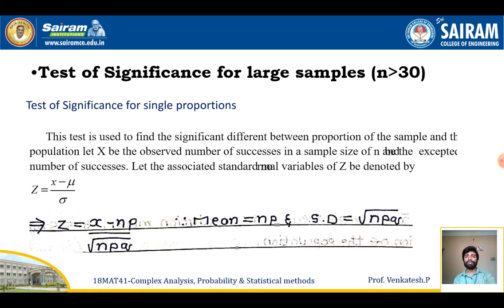This test is used to find the significant difference between the proportion of the sample and the population. So let x be the observed number of successes in a sample of size n, and the test statistic will be given by the formula z is equal to x minus mu by sigma. Or we can also use the formula z is equal to x minus np by square root of npq, since mu is given by np and sigma is given by square root of npq.